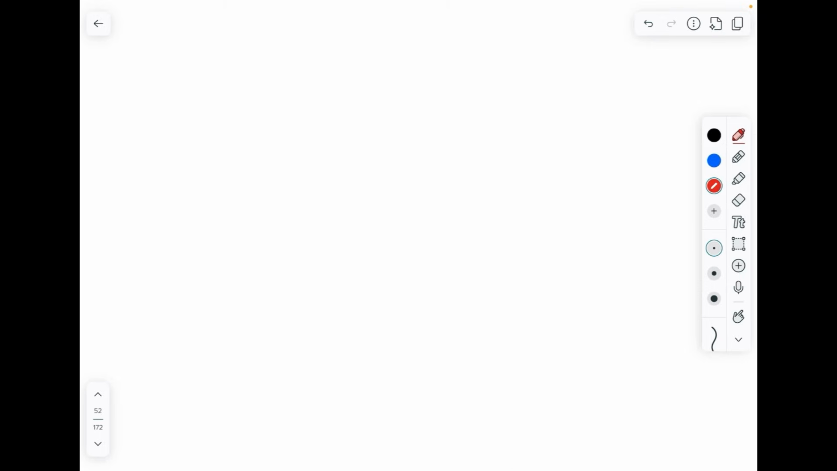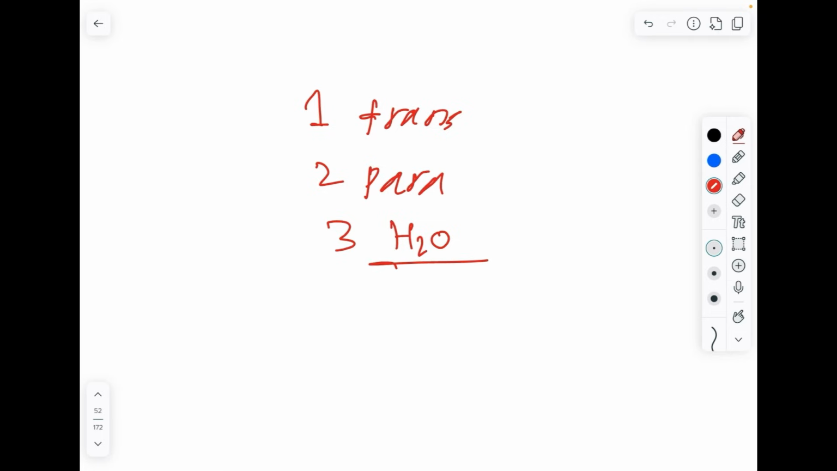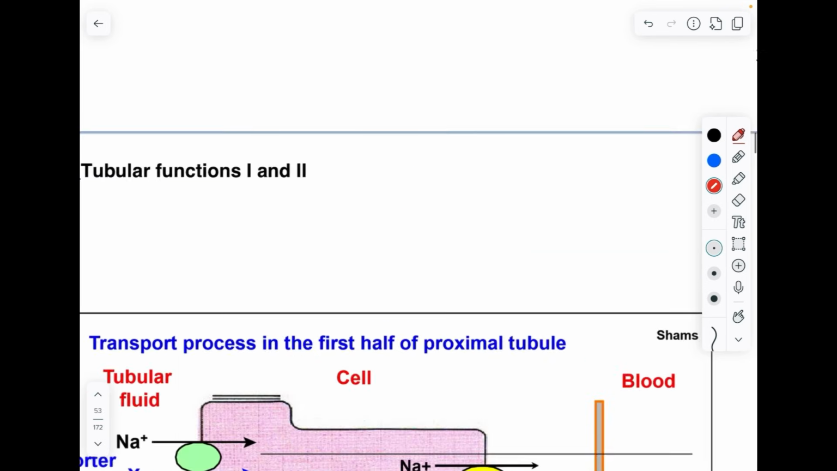I want you always to ask yourself, when you think of a certain part of the nephron and what happens or how we are reabsorbing, three main questions. 1. What's happening transcellularly? 2. What's happening paracellularly? Okay, whatever, you know what I mean. And 3. Is there water reabsorption? And this water reabsorption will like tell us a lot of things. And I'll tell you how to answer these questions now.